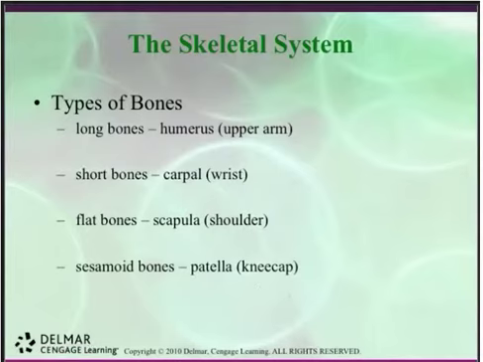The long bones tend to be found in the upper and lower arm and upper and lower legs and the fingers and toes. Examples of sesamoid bones include the patella. There are also irregular bones. Examples of these would be bones such as the vertebra, which have unusual shapes.